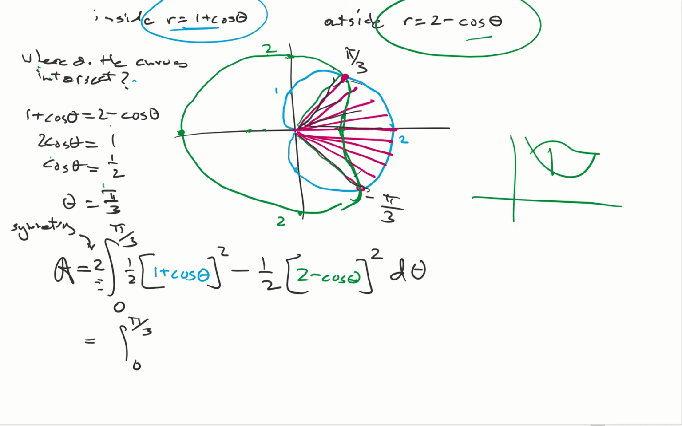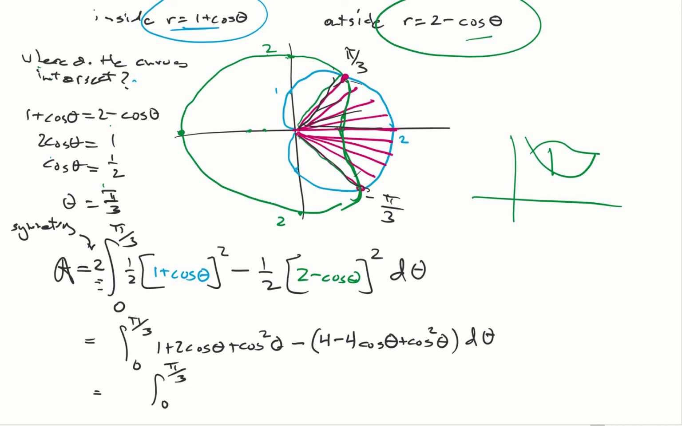And let's see what we've got. We've got 1 plus 2 cosine theta plus cosine squared theta. And then in here we've got minus, I'll use parentheses, 4 minus 4 cosine theta plus cosine squared theta. I have a feeling that things are looking up. We've got the integral from 0 to pi over 3. Let's see what we got. This ends up being minus 4 plus 4 cosine theta minus cosine squared theta.